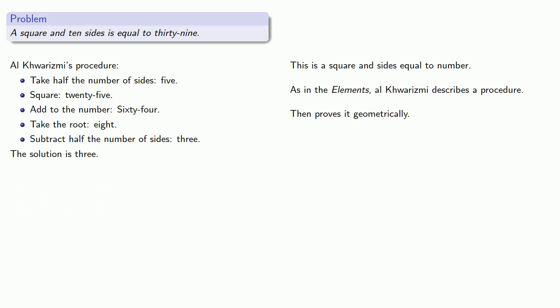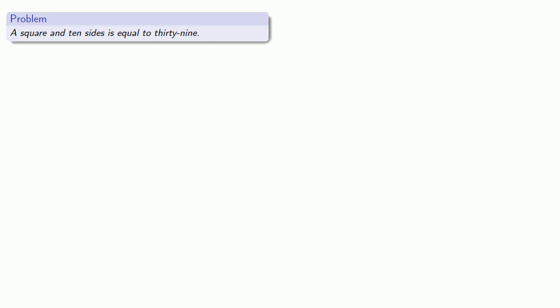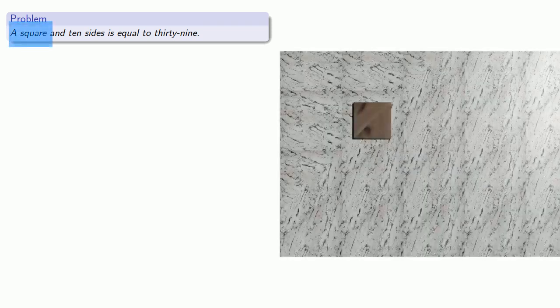Al-Khwarizmi then proceeds to prove that this solution works. In particular, he has to show that this is going to work regardless of the actual numbers. So the task at hand is to draw a figure that represents a square and 10 sides. Well, we know what a square looks like. And the side of the square is our unknown.